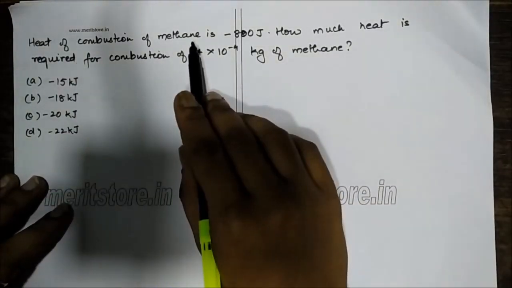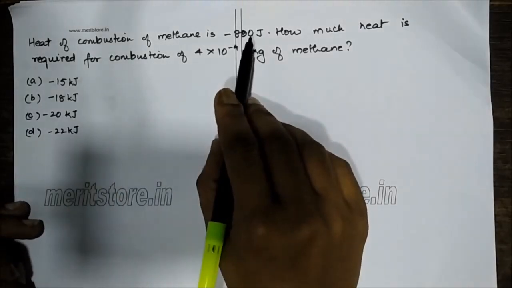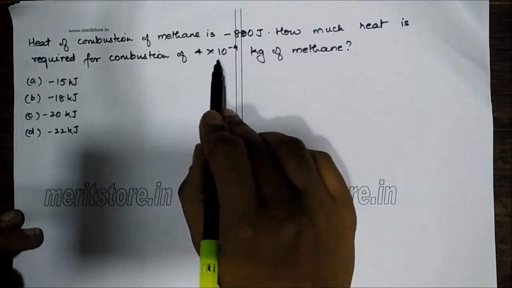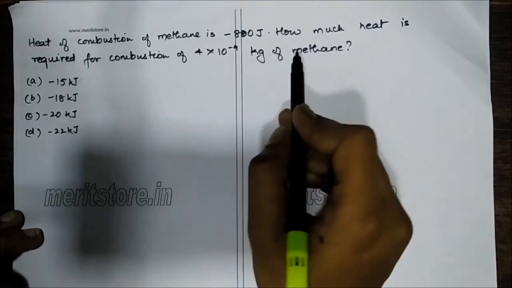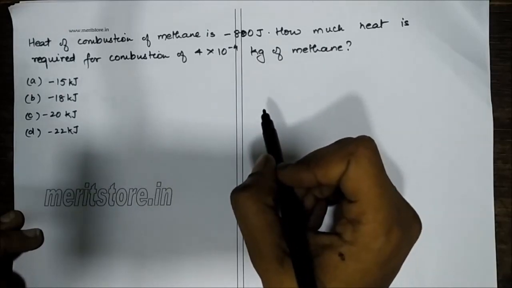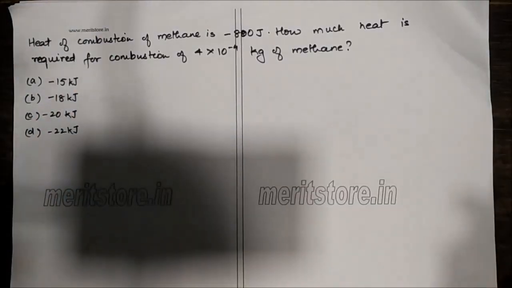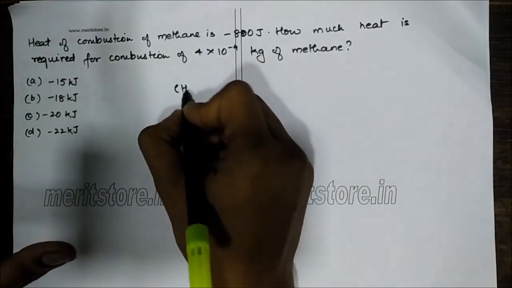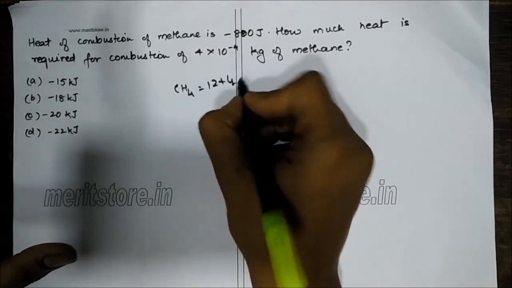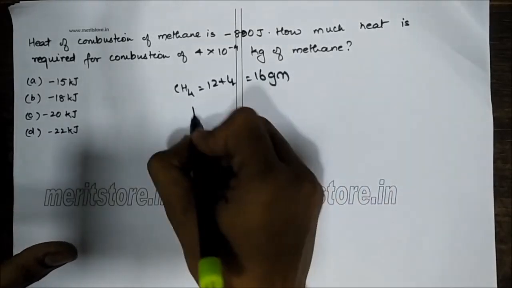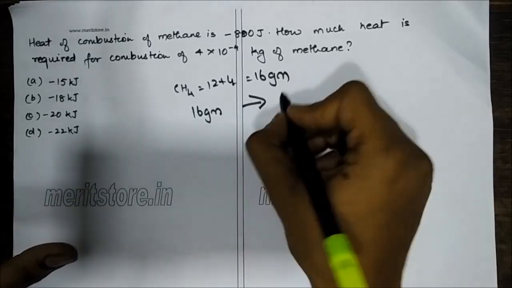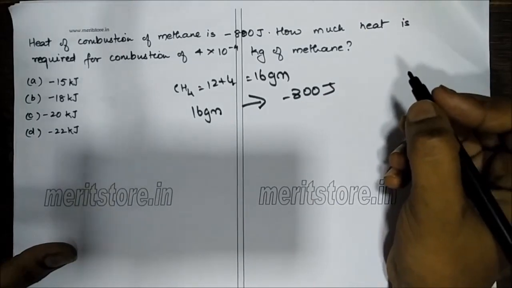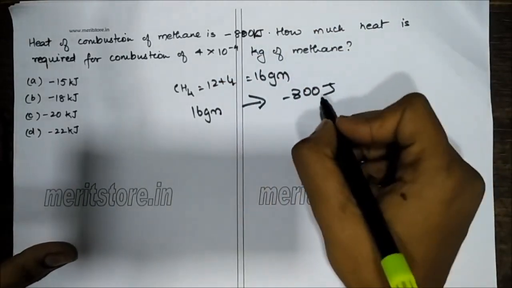Heat of combustion for methane is minus 800 kilojoules. How much heat is required for the combustion of 4 into 10 raised to minus 4 kilograms of methane? See, methane means 12 plus 4, which means 16 grams. So 16 grams of methane gives how many kilojoules of energy? 800 kilojoules of energy. In the question it's kilojoules of energy.